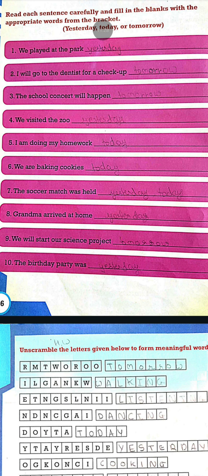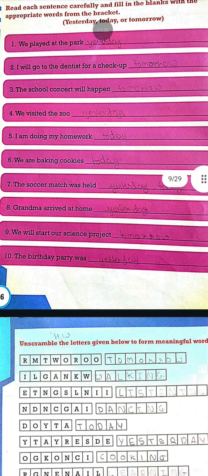Okay, now look at this. Was, that's our keyword. The birthday party was tomorrow? That doesn't make sense, because you can't have or do something when the day hasn't come yet. Today doesn't sound right either. So the birthday party was yesterday.